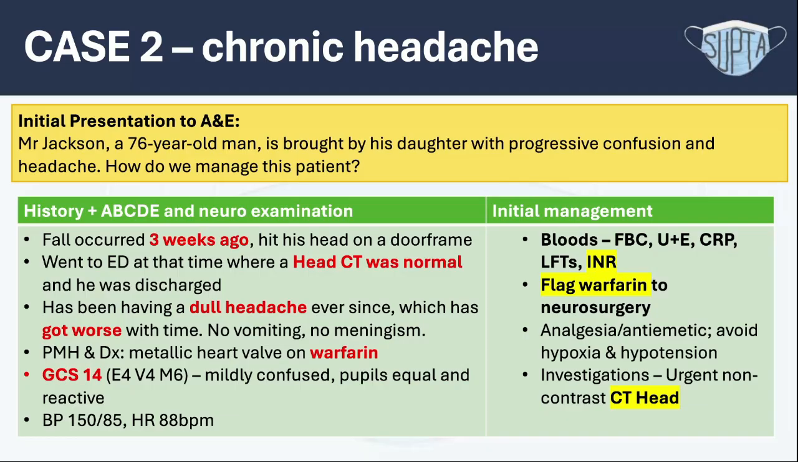His past medical history is very important. He has a metallic heart valve, and he's taking warfarin. This matters a lot because warfarin is an anticoagulant, so it increases the risk of bleeding and also increases the risk that a bleed, once it starts, will expand inevitably. On examination, his GCS is 14, so he's mildly confused. His pupils are equal and reactive. His observations show a blood pressure of 150/85 and a heart rate of 88.